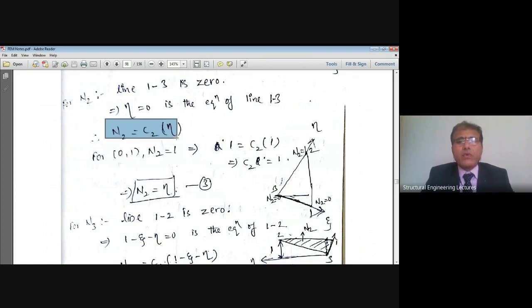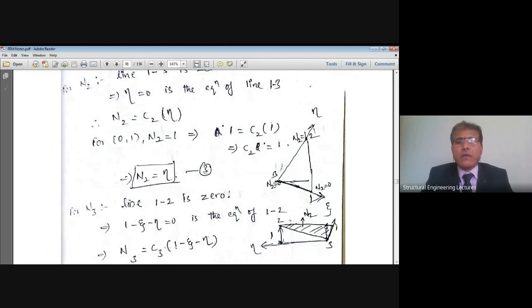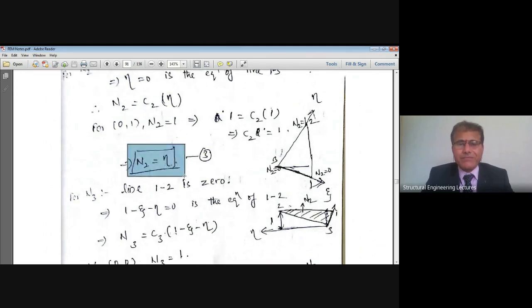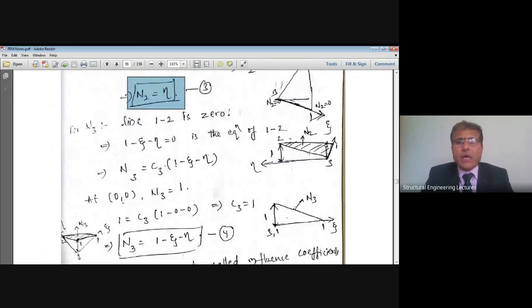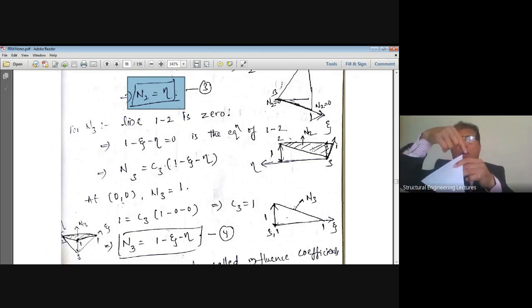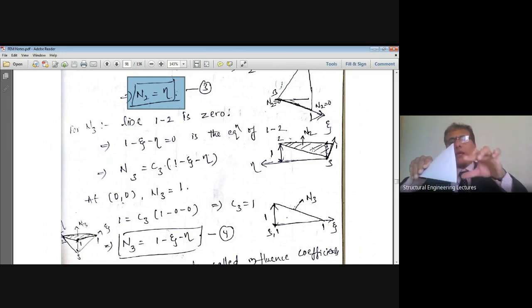I'll get n2. However, substituting at its own node 0, 1, n2 is equal to 1. Now I get c2 multiplied by 1 equal to 1. Therefore, c2 is equal to 1. Hence, n2 is equal to eta. Now, in order to derive the third shape function: if you apply the load at node 3, then it will have 1 unit ordinate and it gives 0 to the other nodes, right?